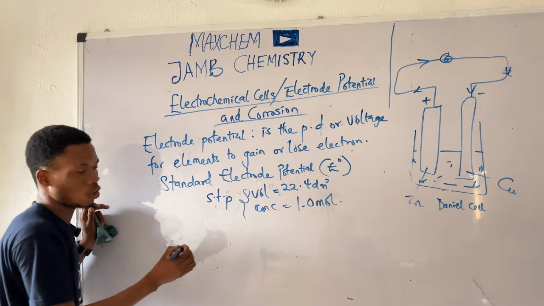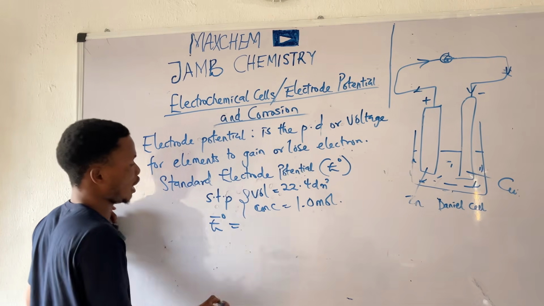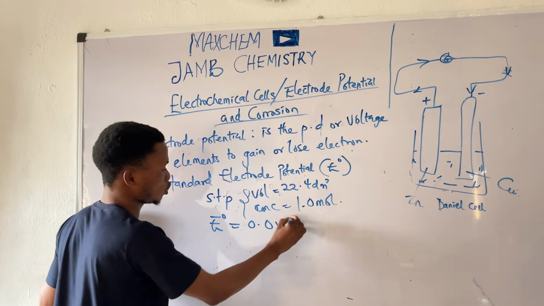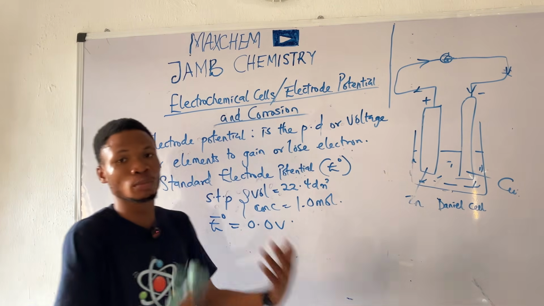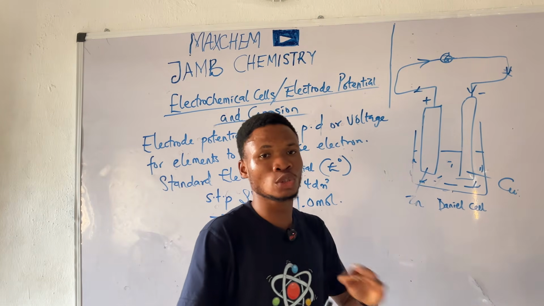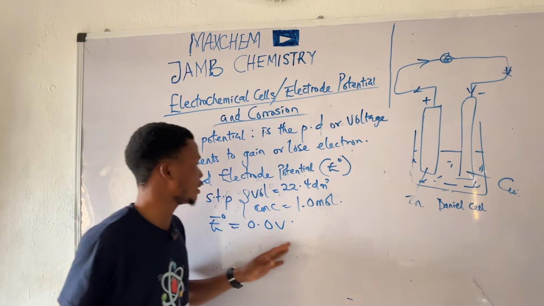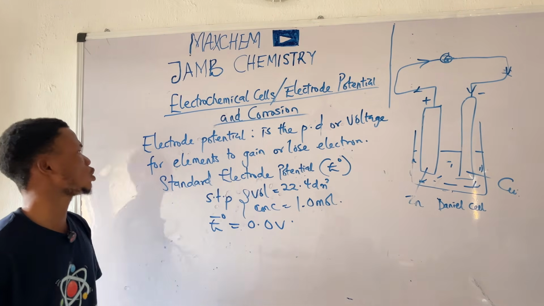So for example now, the standard electrode potential of hydrogen is 0.0 volts. So electrode potential is just a known potential. It is standard. It is an electrode potential that we know. It is a known electrode potential, and it is gotten from standard values.